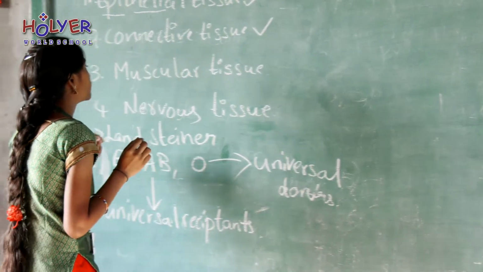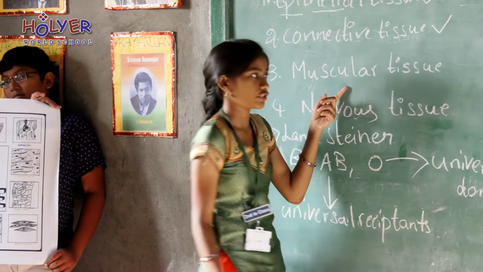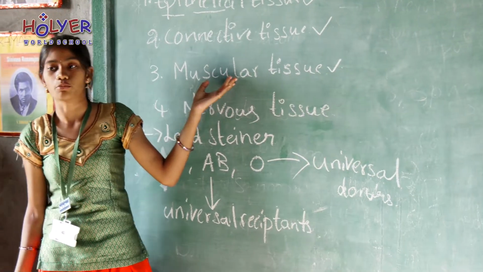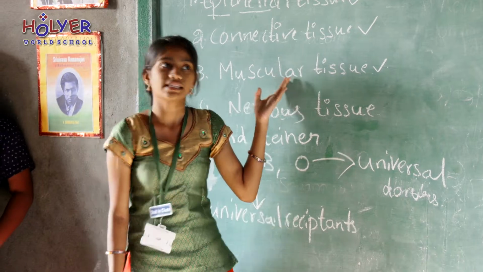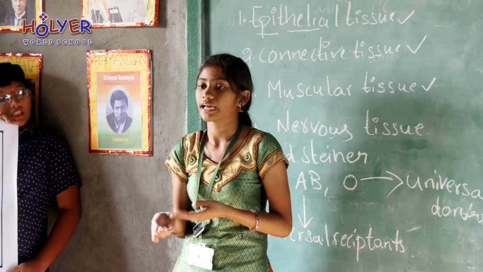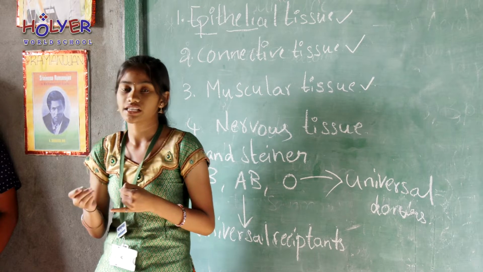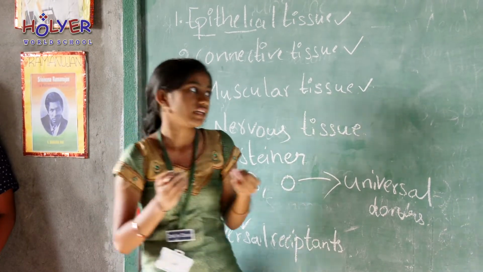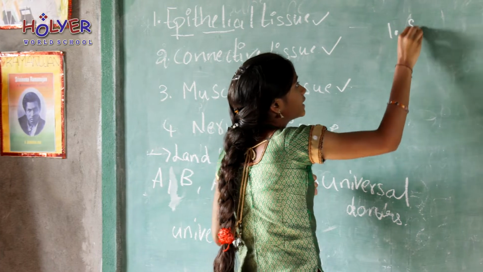And next, coming to the third type of tissue, muscular tissue. This tissue is responsible for movement in our body. This helps in movement of legs, hands, as well as internal organs like the intestine or heart. Based on structure, function and location, there are three types. In that, the first one is skeletal muscle.